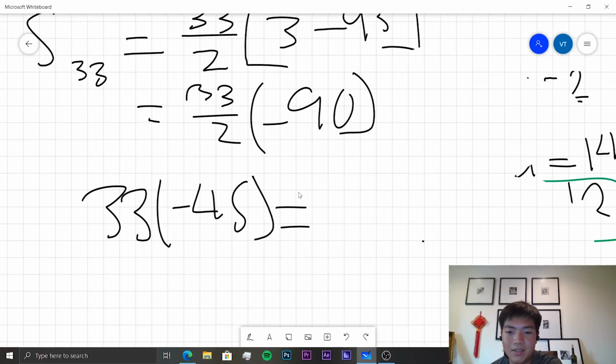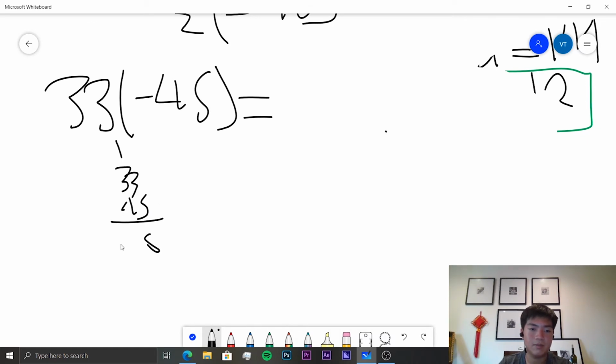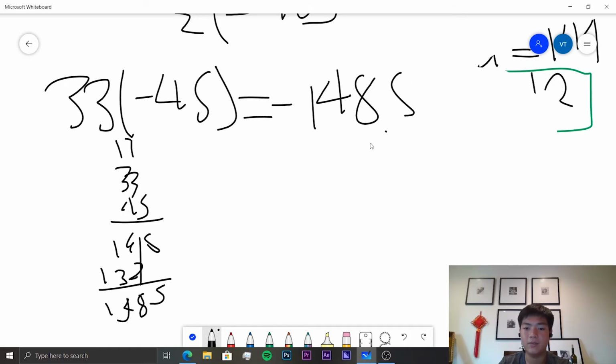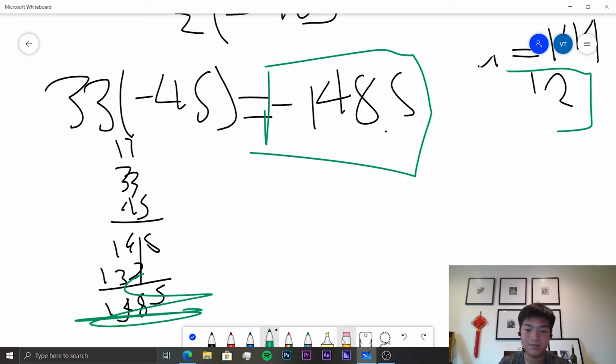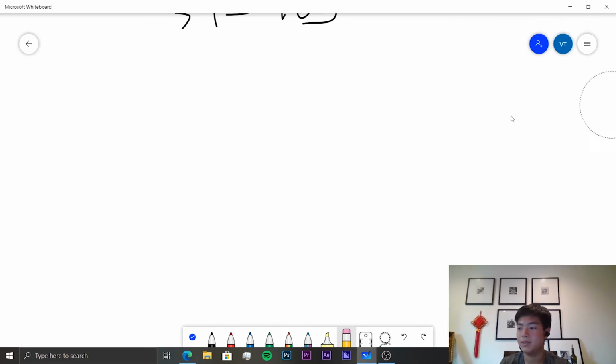I guess you could pull out a calculator at this point as well, but I'm going to try not to. So 33 times 45, well, 3 times 5 is 15, 3 times 4 is 12, and so on. Negative 1,485 should be your answer. I hope I haven't got this wrong, but if I have, let me know. And we'll move on to the final three problems, I think.